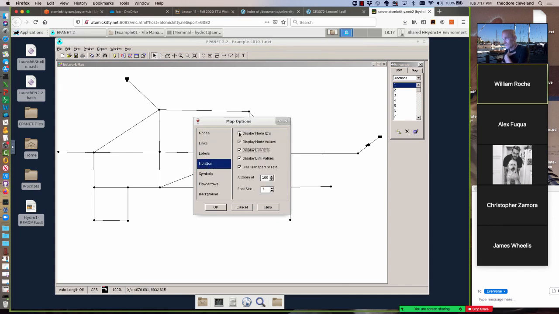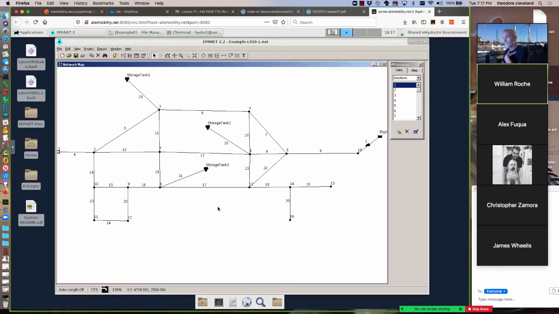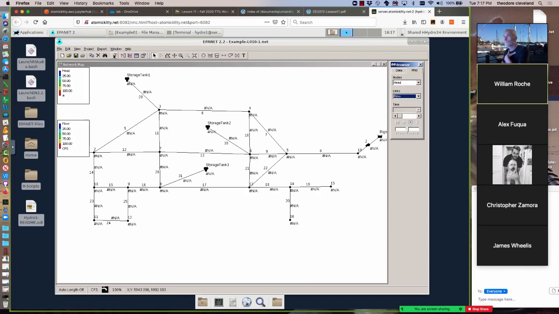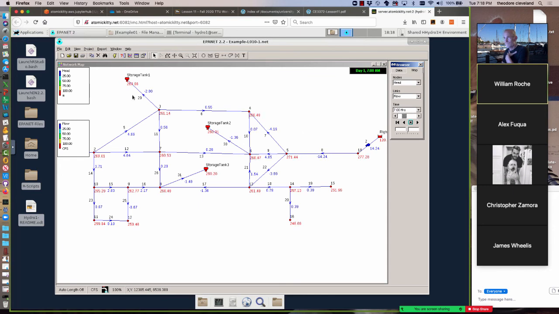Turn on the annotations, bring things up to something that's viewable, turn on the map. We want to do head, flow, run. Okay, in this case we have 24 hours, so let's keep track of the heads in the tanks. So storage tank 1 is up here at 7 hours. And I don't think it goes into a drainage phase. I think they just continue to fill.